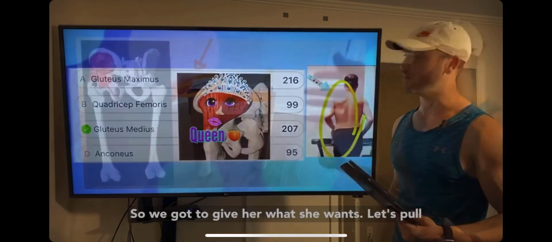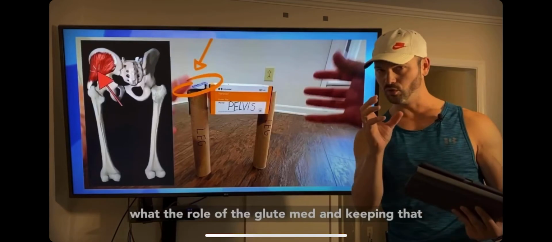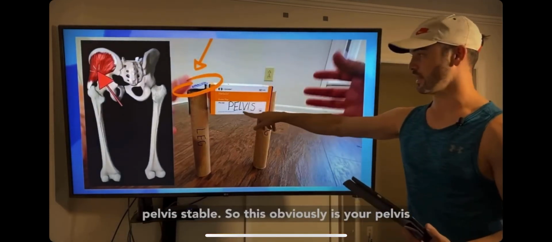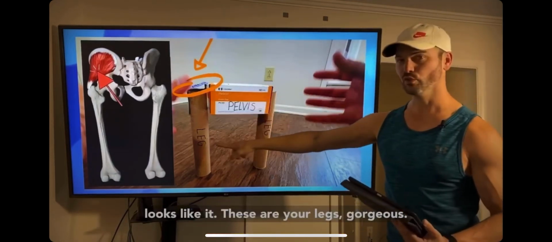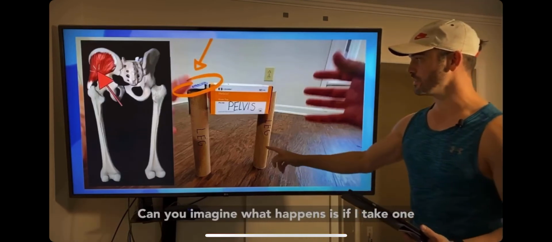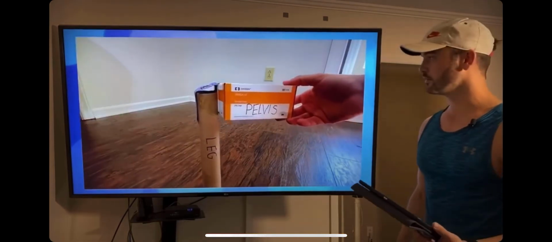So we've got to give her what she wants. Let's pull out the high-tech model that I have here to represent what the role of the glute med is in keeping that pelvis stable. So this obviously is your pelvis, looks like it. These are your legs, gorgeous. Can you imagine what happens if I take one of those legs away? Don't worry, it's still there.